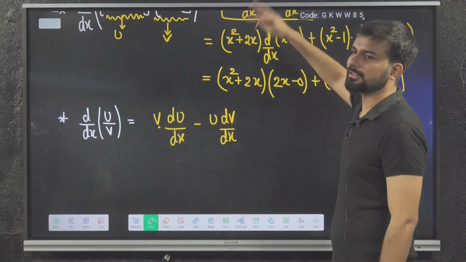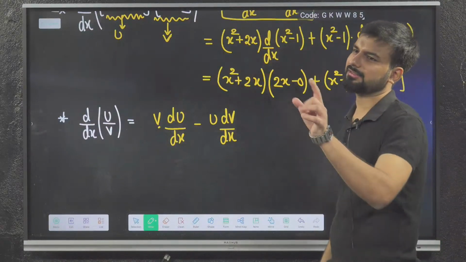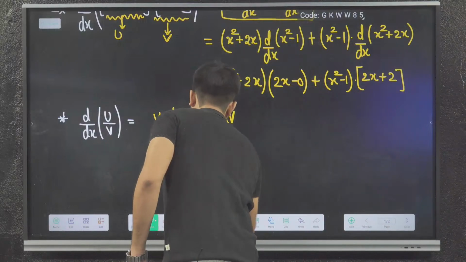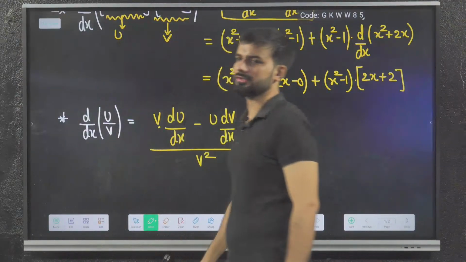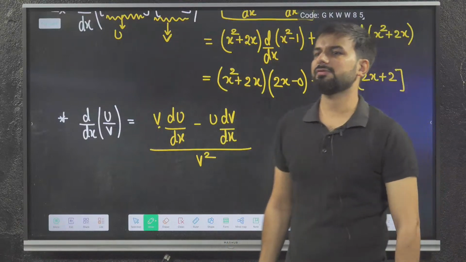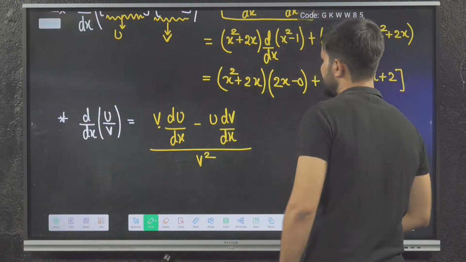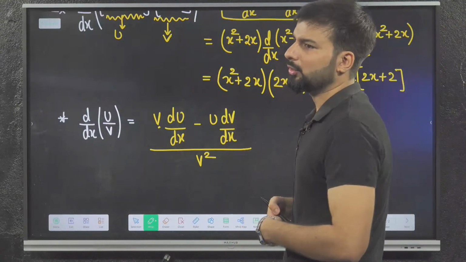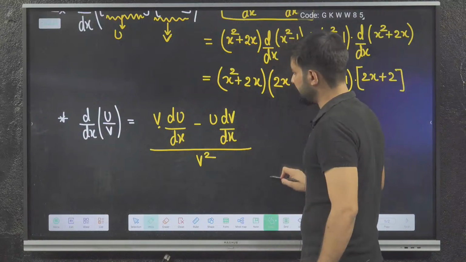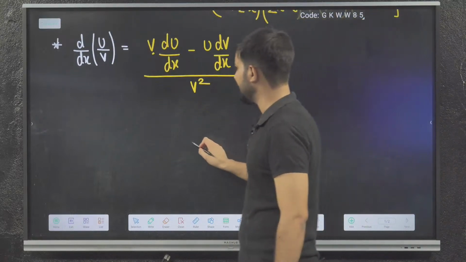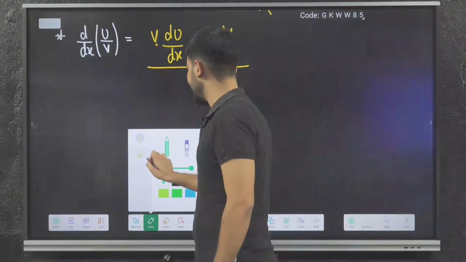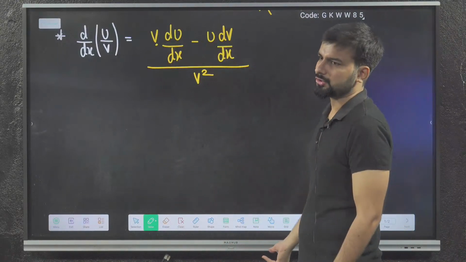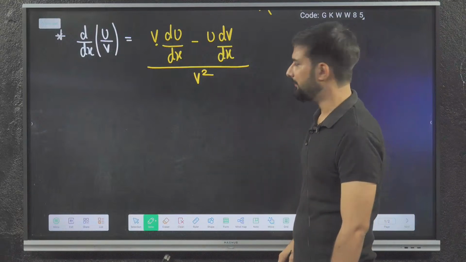It is the complete reverse of the multiplication, but there is one extra thing which is not in the multiplication, only in the division: you have to divide by second function square, v square. This is the formula for the division. I hope this is clear to everyone. Let's start utilizing this formula. Those who directly want to mug it up, their choice. This is my way of remembering, I have told you.